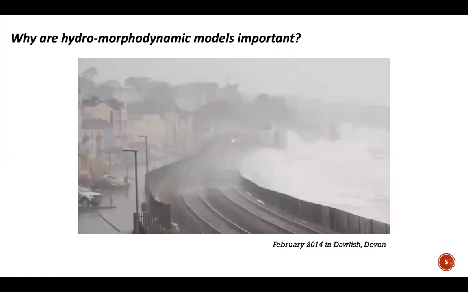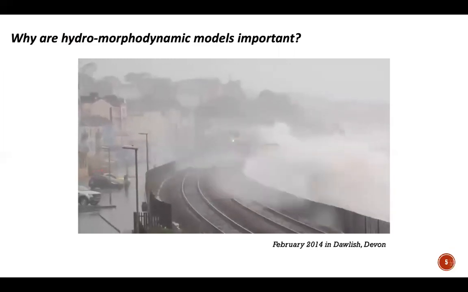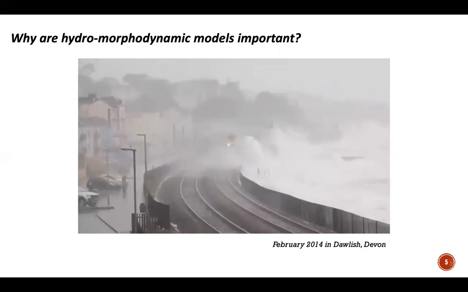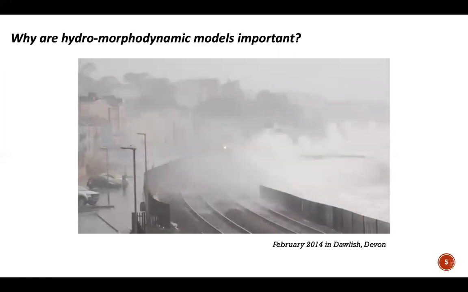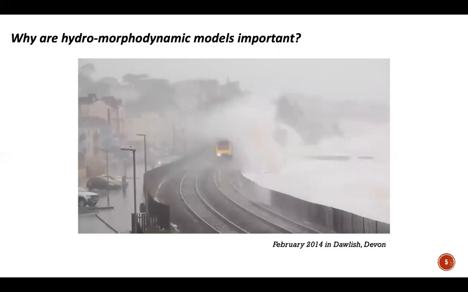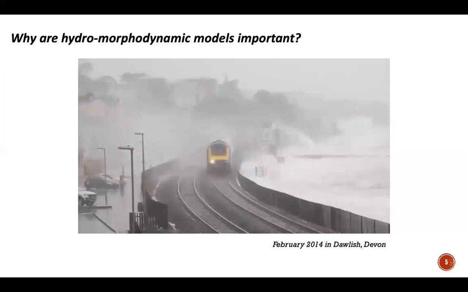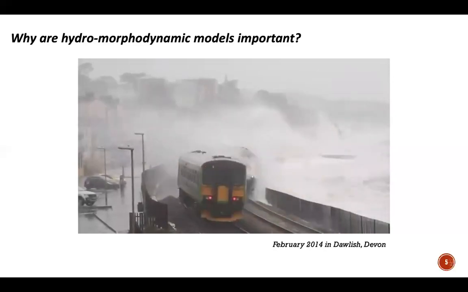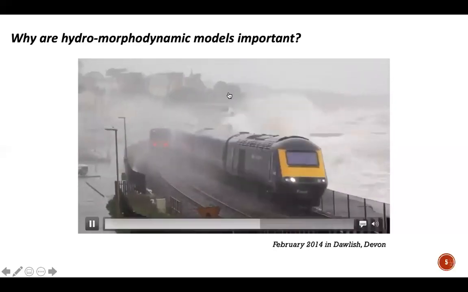So here you see some big storm waves hitting the train line, and this train line was built by the engineer Brunel in the 19th century. So it's an old train line, and for financial reasons it was built on the coast, but obviously that has issues associated with it, including things like this. But that big train that comes towards us is actually running from London through the southwest of the UK.